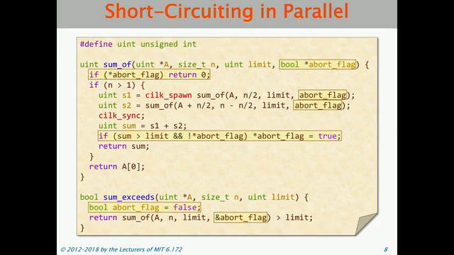And now I take a look at, for each time through the loop, or through the divide and conquer, whether the sum is greater than a limit, and I haven't already aborted, then I set the abort flag to be true. Okay? Why do I bother testing the abort flag before I set it to true? So notice that setting the abort flag is a race, isn't it? A determinacy race.